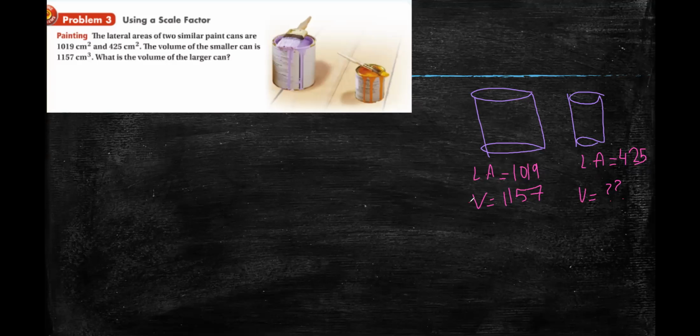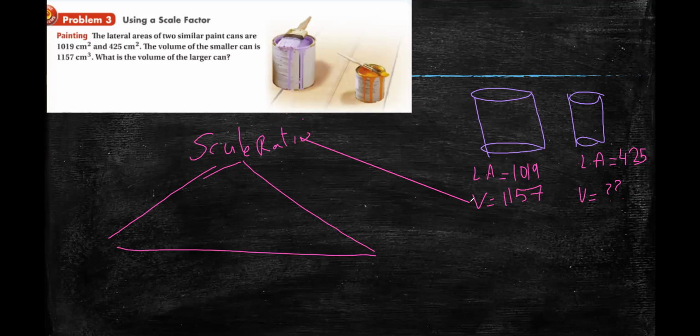Here now, as I told you, this is the third thing we can do. The first one, I give you the scale ratio. Okay, I give you the scale ratio. You can find, like, it's like similar triangles. You can find the ratio.